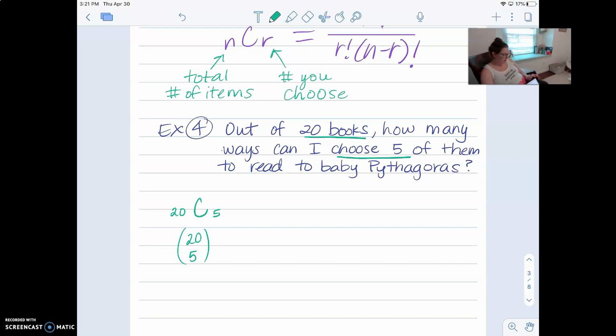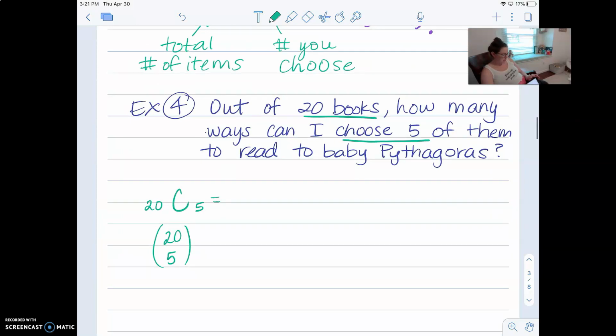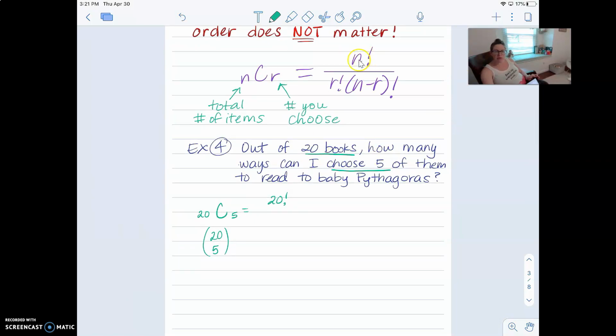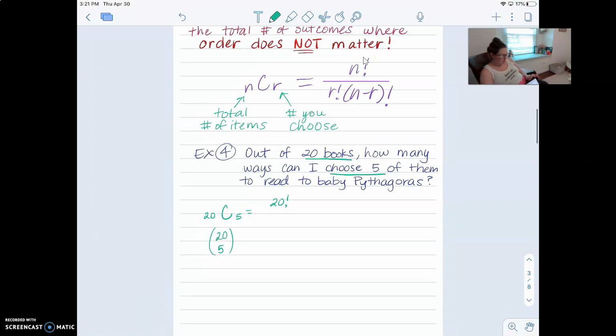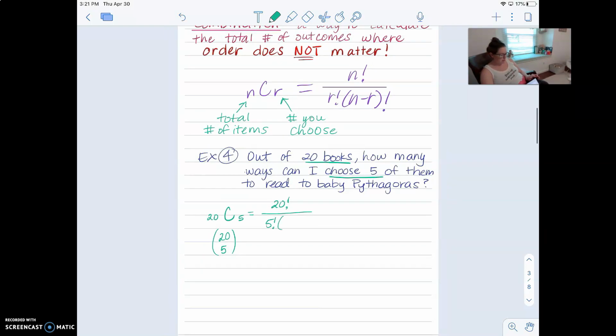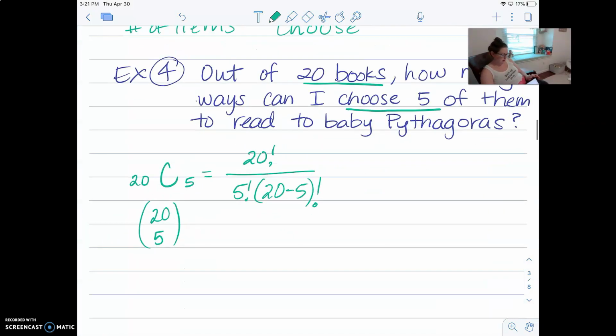All right. So here's how this would look with our formula. You have 20 factorial on the top, right? You can look back up here, 20 factorial on the top. On the bottom, you're going to have 5 factorial right here. And then in parentheses, 20 minus 5 factorial. So that is 20 factorial on the top. I'm going to leave this alone for now. And then I'm going to write this as 15 factorial, because 20 minus 5 is 15.